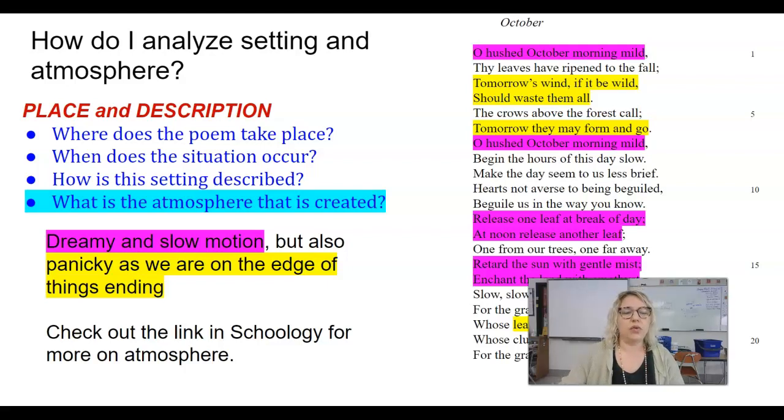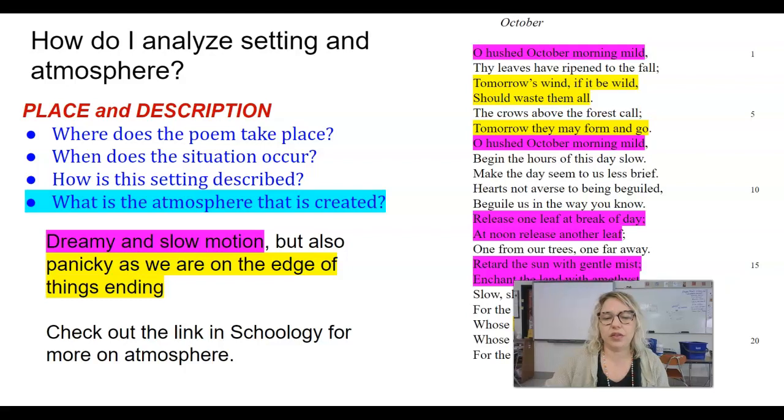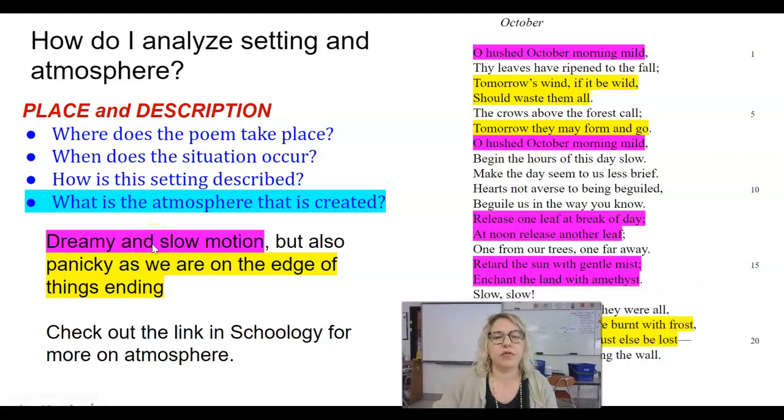When we get to atmosphere, it's more about the feelings that are created based on how the setting is described. So here's what I came up with, and I don't know, what do you think about this? I said for one of the moods that's created, or one of the atmospheres that's created, dreamy and slow motion. "Oh, hushed October morning mild" connects with that, supports that assertion, I think. This slow motion description of releasing one leaf only at break of day and then waiting until noon to release a second leaf. And then slowing down the sun with mist and enchanting the land with purple.